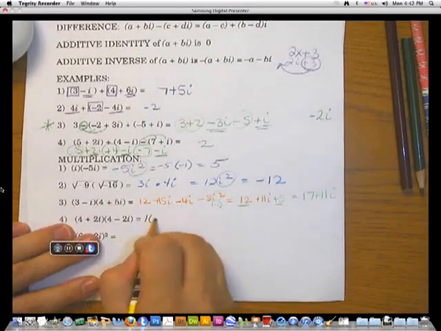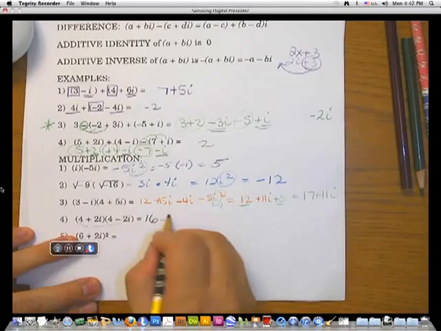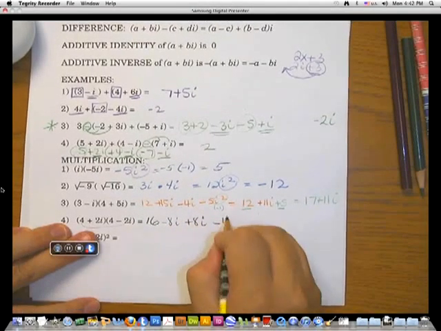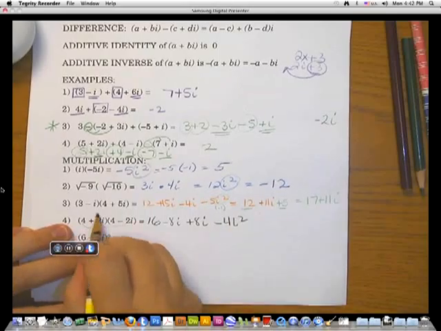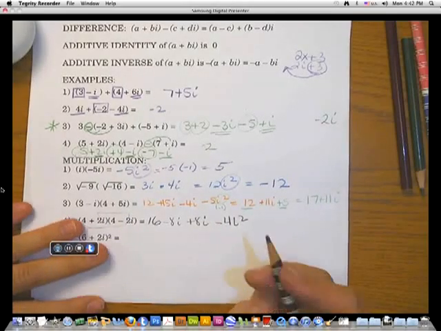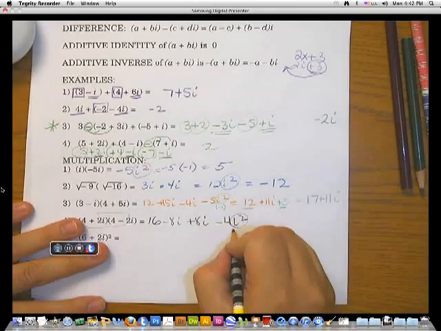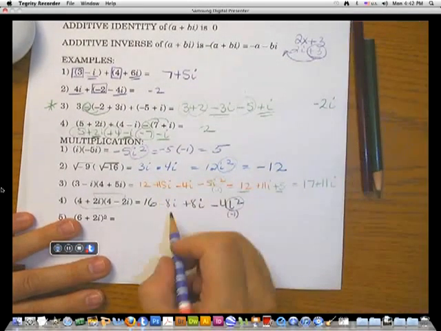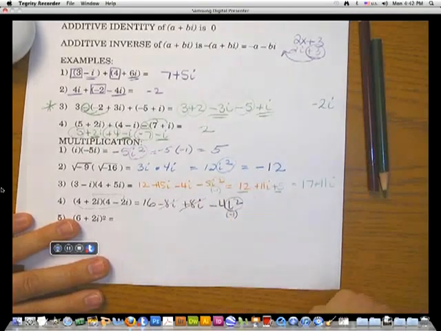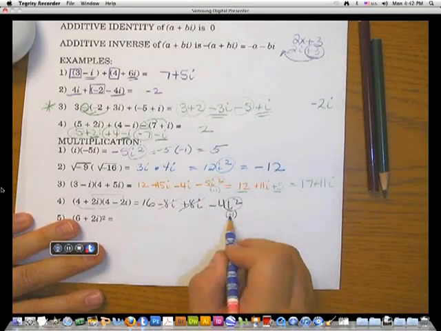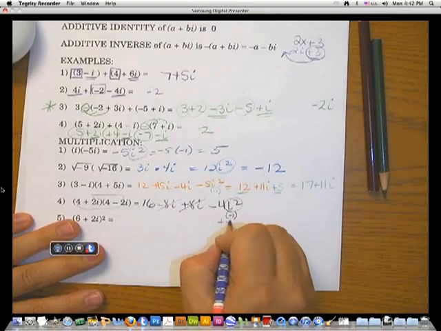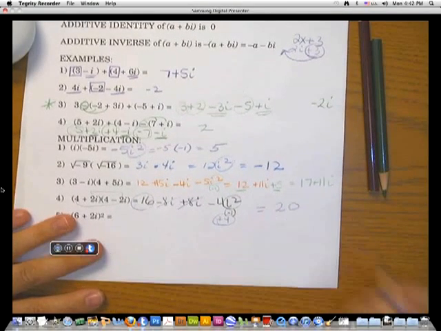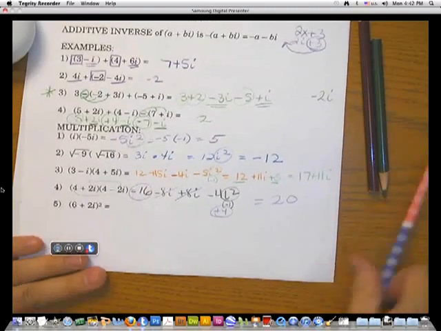Distribute. 4 and 4 is 16. Minus 8i plus 8i minus 4i squared. 2i, 2i, it's 4i squared. Alright, we know i squared is actually negative 1. So negative 8i goes away. This negative 4, negative 1 really makes positive 4. So 16 and 4 is 20.